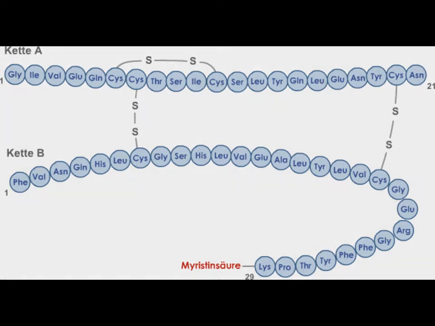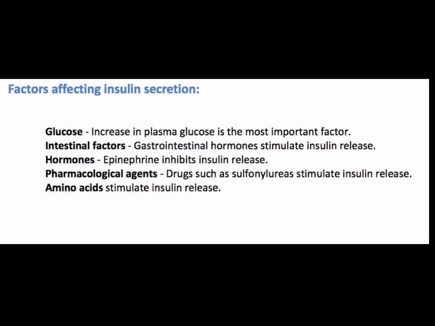Now, let's look at the release of insulin from B cells. Although the level of glucose in the blood is the most significant factor affecting insulin release, there are other agents that can elicit a response. The digestion of food causes the release of gastrointestinal hormones into the blood that stimulate insulin secretion. Other hormones, such as epinephrine, inhibit the release of insulin. A number of drugs have been developed that can stimulate insulin production. These include sulfonylureas.